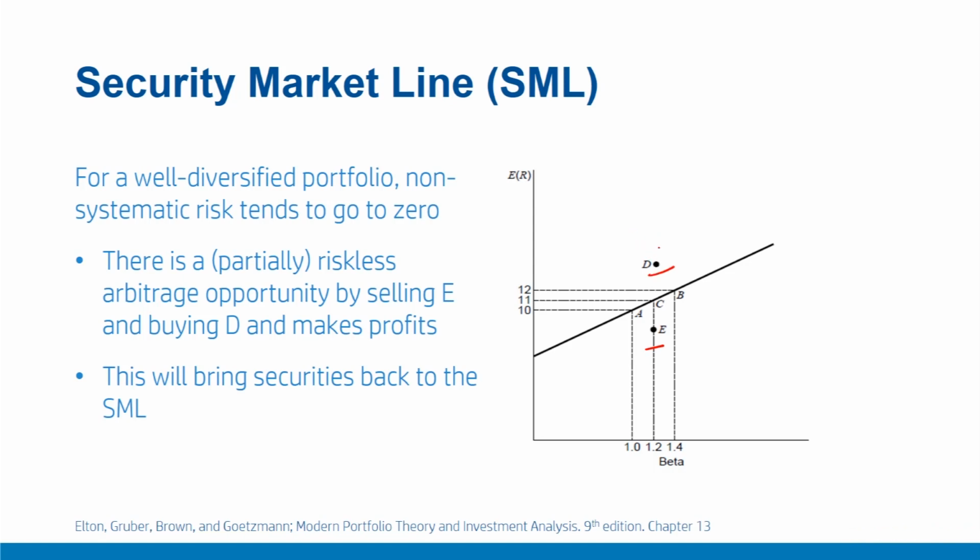If this happens, then E will be driven towards this SML because more and more people will be selling E. So its price will fall and expected return will rise. So it will move up. While D, as more and more people will buy D, its price will rise and expected return will fall. So it will be driven towards the SML as well. So both of these securities will be driven towards this SML or security market line.